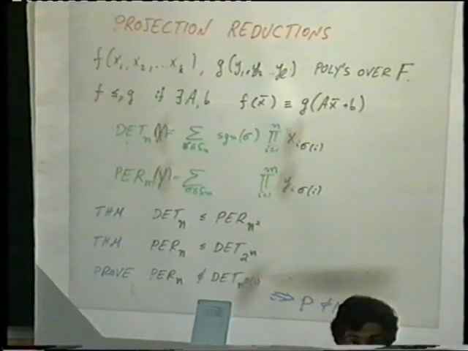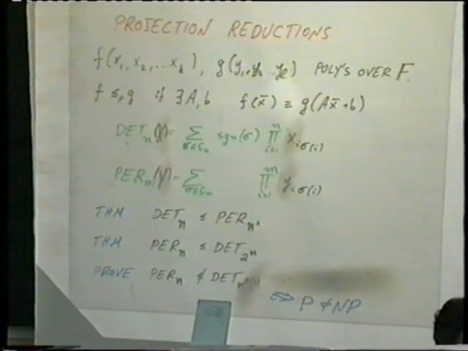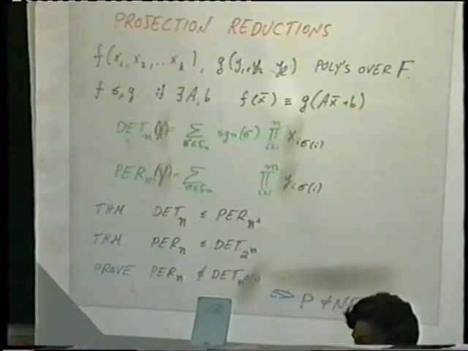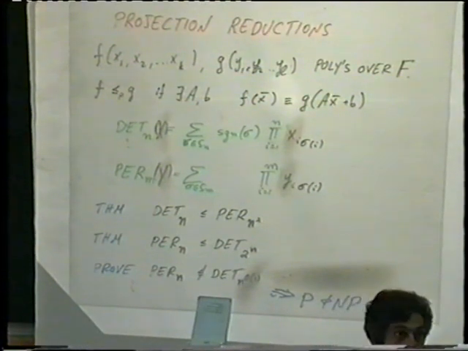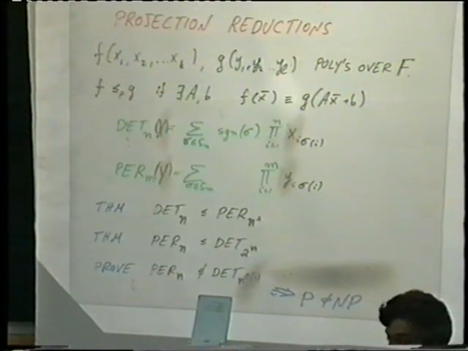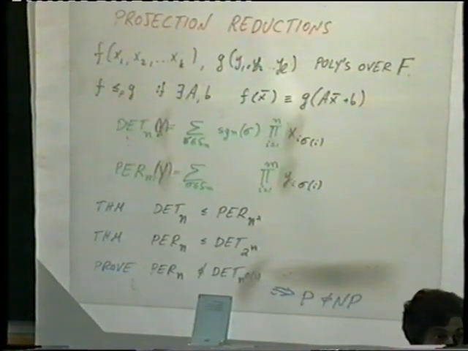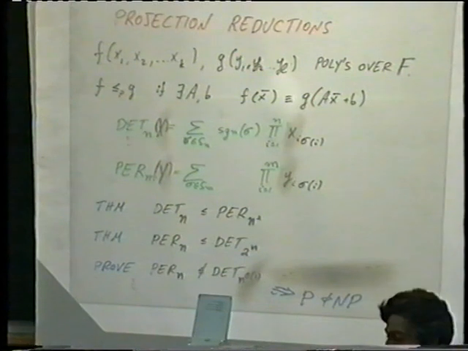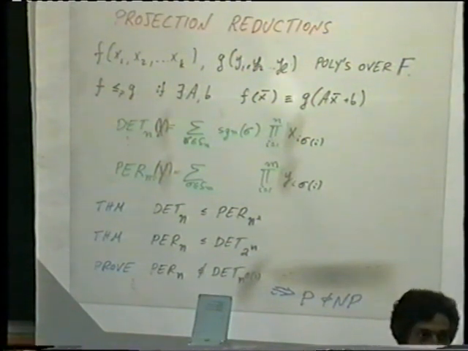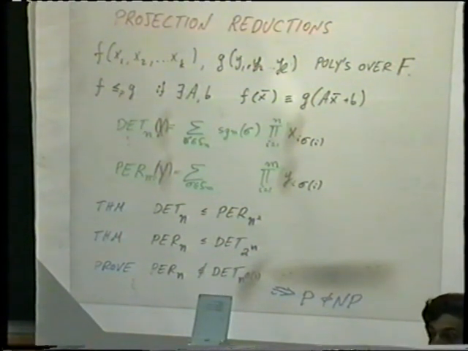You can play with it and figure out that you can put permanent into determinant if you exponentiate the number of variables. Try to prove that there is no better way to do it, that whenever you do it, you cannot increase the number of variables just polynomially. If you do, we have all the other machinery. It will already essentially separate P from NP. That's it.